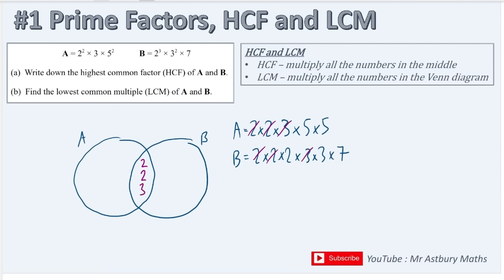Also, A now has 2 5s, so they can go over here. And B has 2, 3, and 7. So they can go over here. Now, the highest common factor is all the middle numbers multiplied together. So in this case, that is 2 times 2 times 3, and that's equal to 12.